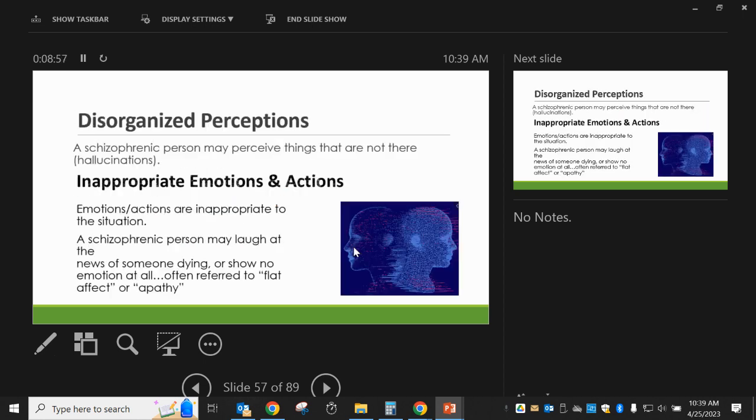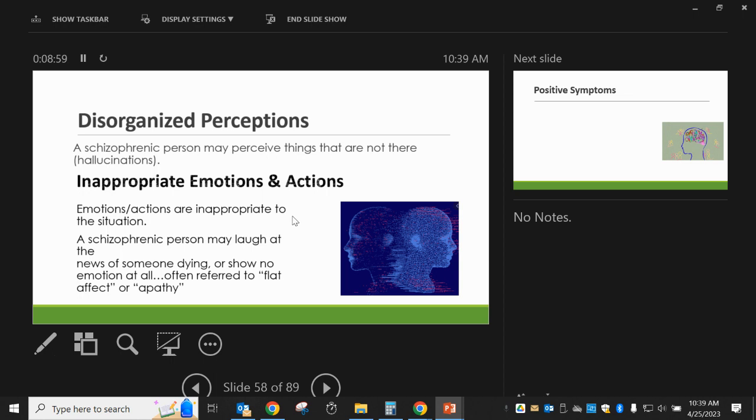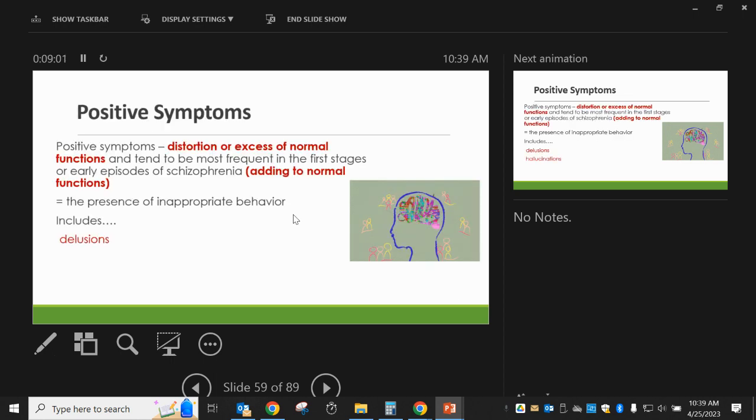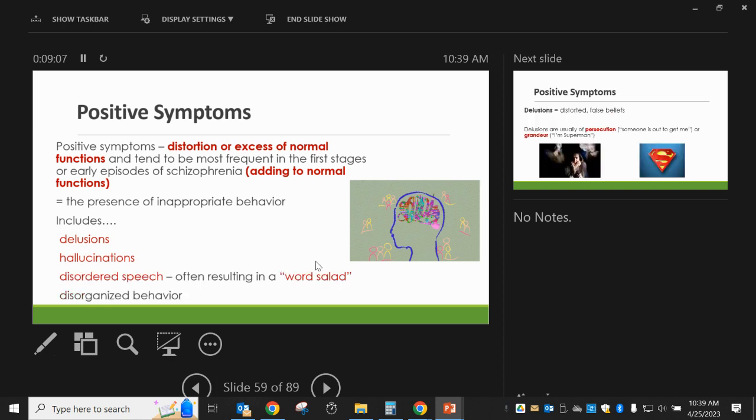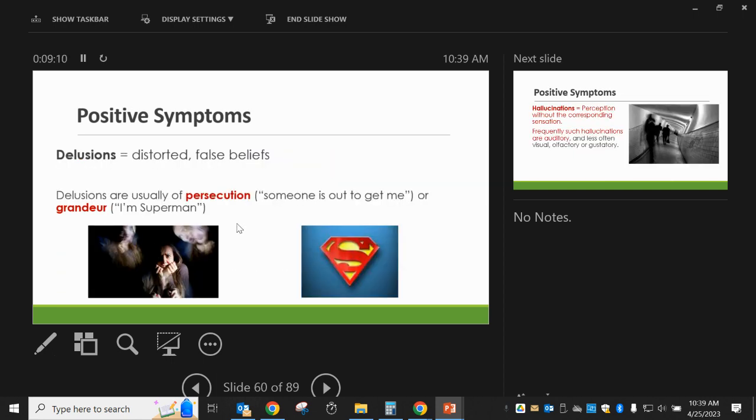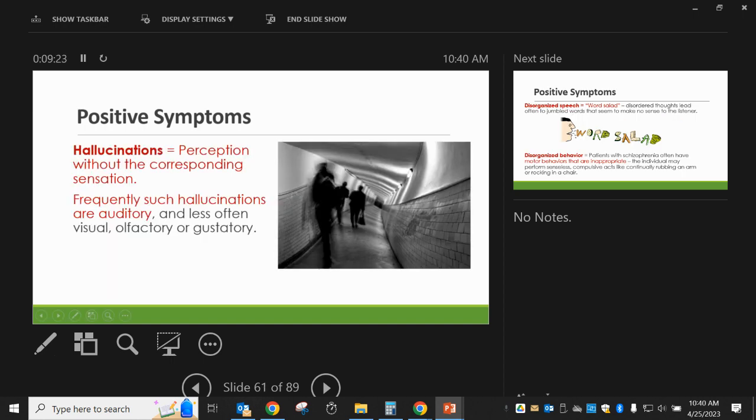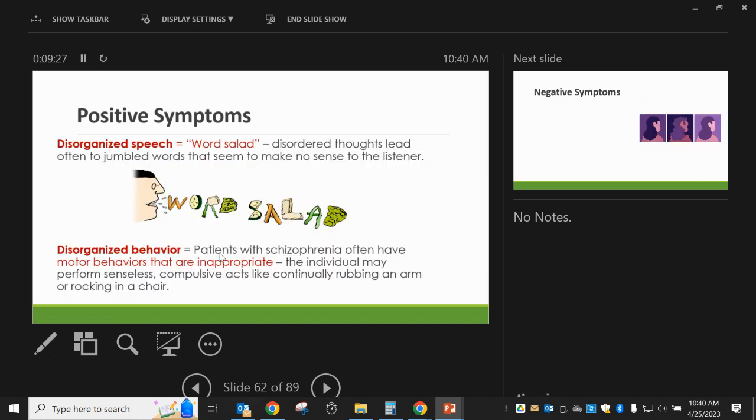Key symptoms: delusions, hallucinations, inappropriate emotions. Positive symptoms are when they're adding behaviors in excess of normal behaviors, so delusions, hallucinations, and word salad. Delusions of persecution, that's a big part of it, feeling the paranoia, and delusions of grandeur, or thinking that they are Superman, or often they think they're prophets of God, or that they have some kind of special purpose. Hallucinations can take all forms, but most often they're auditory.